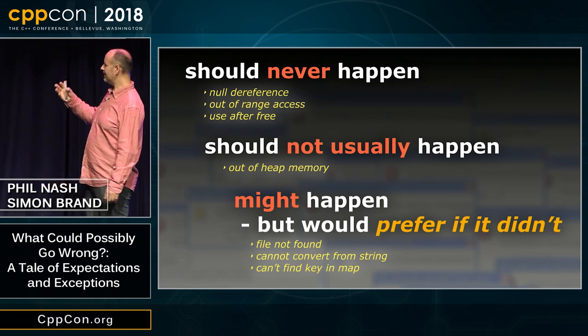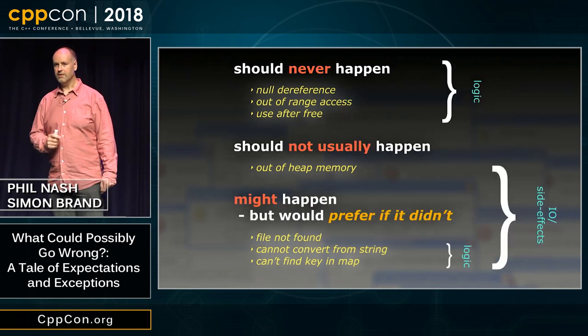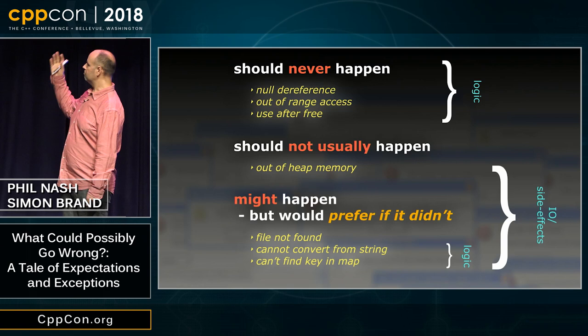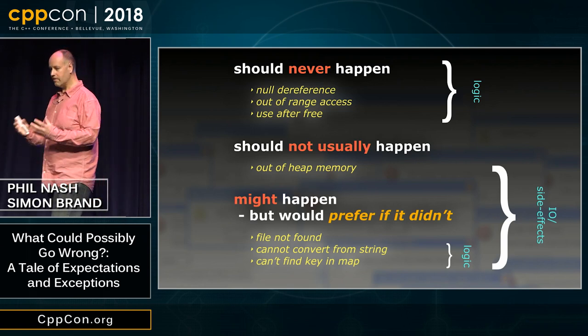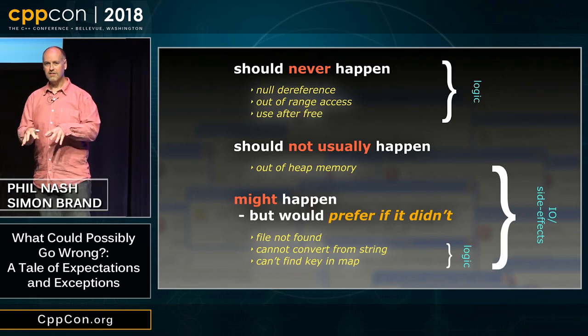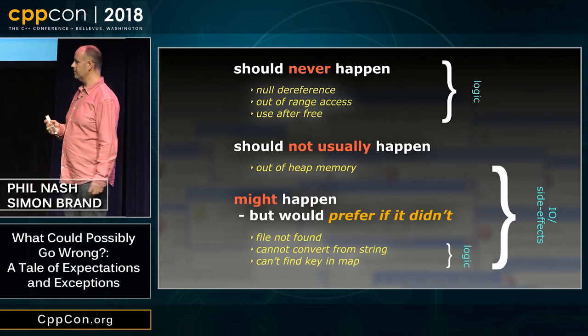And in fact, that sort of leads us on to another way of looking at these. Group them into some different buckets. So we've got logic errors, the should never happen category. They're logic errors because the errors are coming from the code itself. They're in the code. They're bugs. It's the only thing we can say about them.